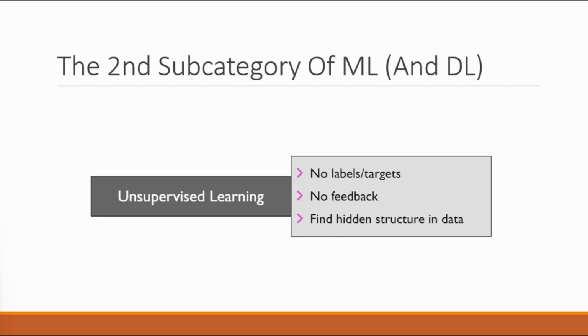Okay, so let's now talk about the second subcategory of machine learning. And of course, it also implies that it's a subcategory of deep learning as well. So this is unsupervised learning, which, in contrast to supervised learning, does not use any labels or targets. So we don't have any feedback here as well. And it's more about finding a hidden structure in the data.